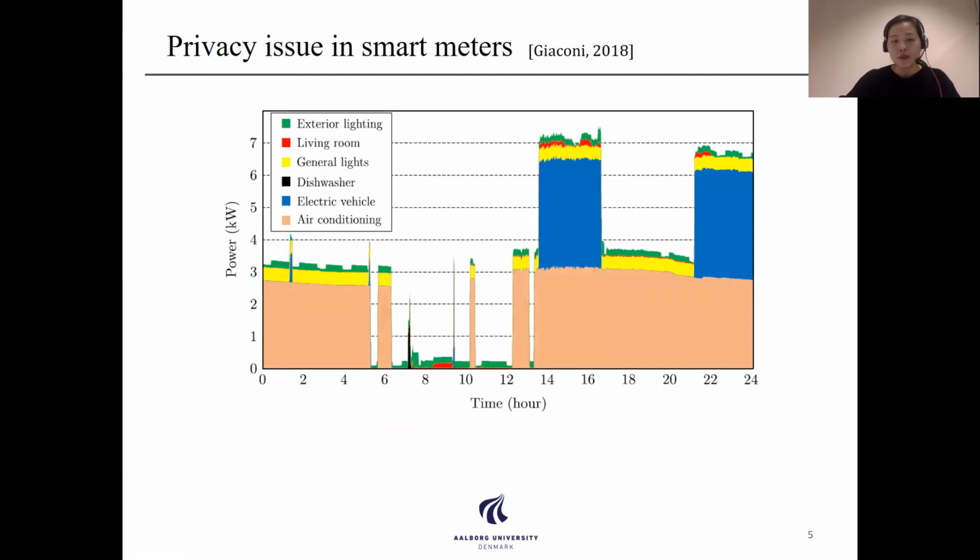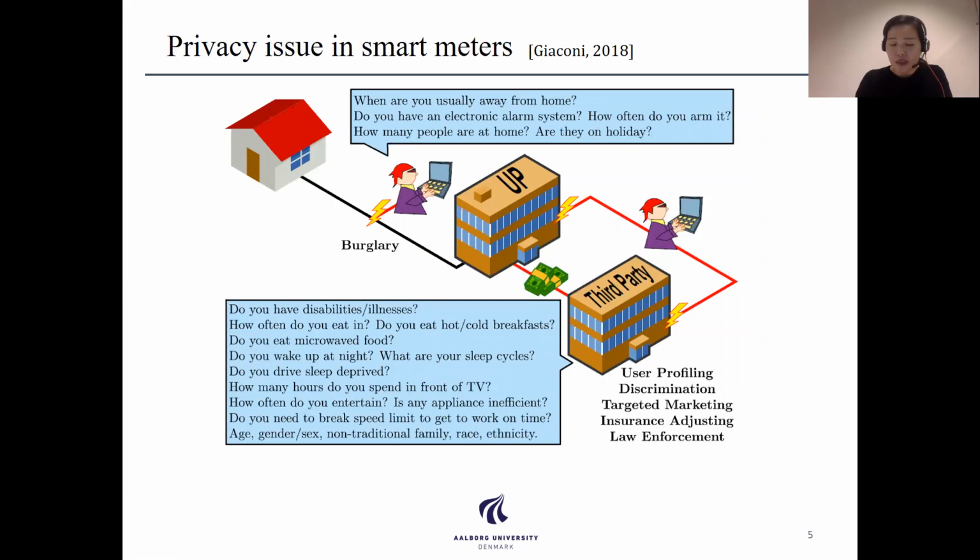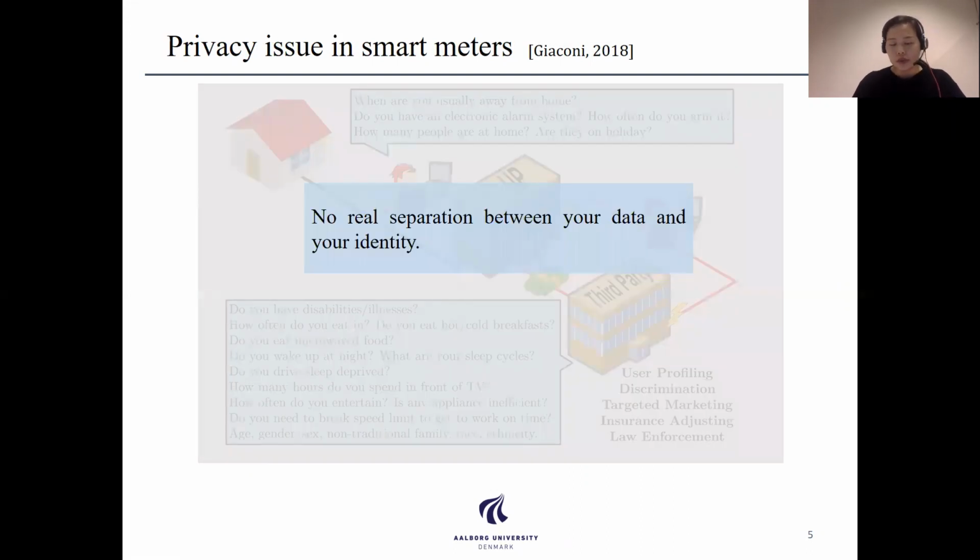Another thing I would like to motivate is the privacy issue in smart meters. Here is the daily power consumption data of a household. It doesn't look like very sensitive information, right? It's just your power consumption data, not your fingerprint, not your facial images, not your bank account number. But actually from this simple power consumption data, a lot of information can be inferred. For example, how many people are living in your house, and even your health condition, like whether you are disabled or not. So from here, we should really see that there's no real separation between your data and your identity. We should be very careful whenever we are asked to share our data.